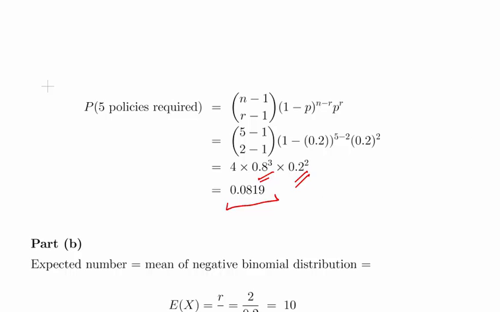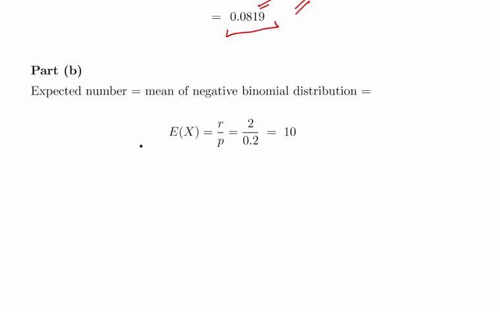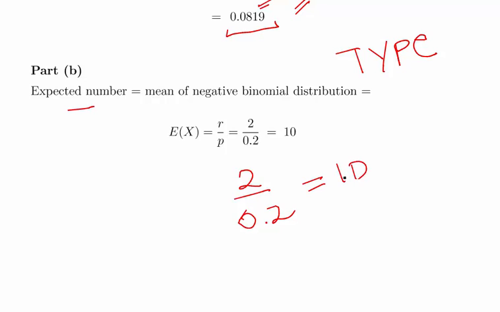That's just around 8.2%. The expected number is the mean of the negative binomial distribution for type 2, and so that's R divided by P, 2 divided by 0.2, which gives us 10. So essentially, if we're looking for 2 successes, we should expect to look through 10 policies. Okay, we'll leave it there. That's the negative binomial. What I might do in another video is look at it from the point of view of type 1.